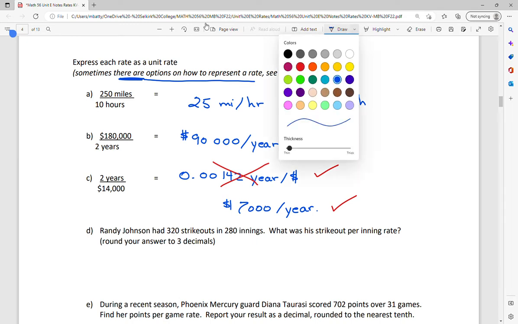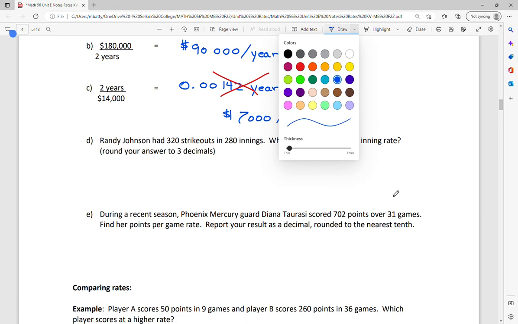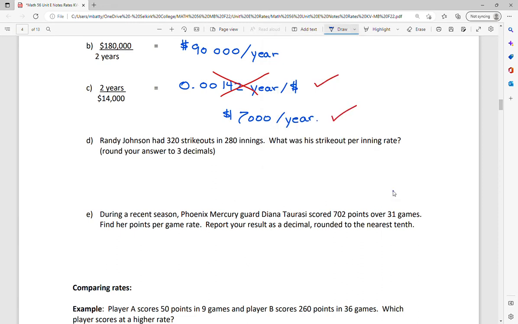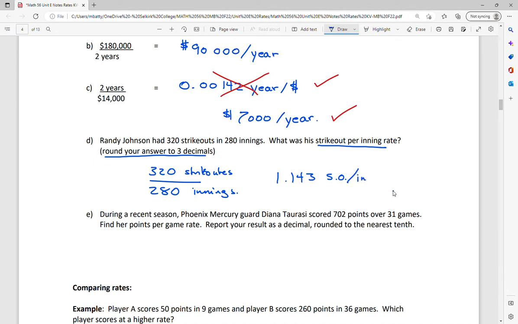Okay, so let's move on and practice some of these. So a pitcher had 320 strikeouts in 280 innings. So if we want to figure out the strikeout per inning rate, we do 320 strikeouts, I forgot the E in there, divided by 280 innings. If you have to round an answer, I've tried to give us direction on this. It says round to 3 decimals in this question. That would be 1.143 strikeouts per inning.